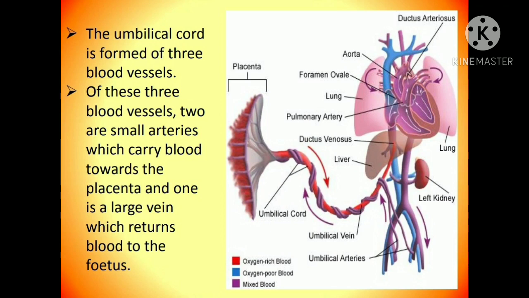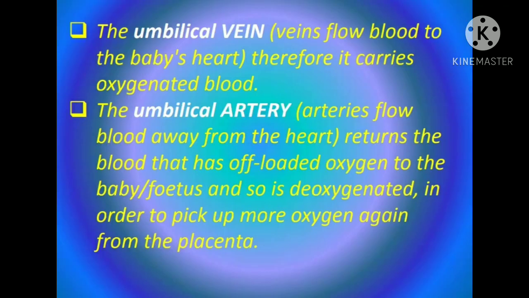Now, some more regarding the placenta. The umbilical cord is formed of three blood vessels. Of these three blood vessels, two are small arteries which carry the blood towards the placenta, and one is a large vein which returns the blood to the fetus. So basically, the umbilical cord is formed of three blood vessels. Now we will see what we mean by umbilical artery and umbilical vein.